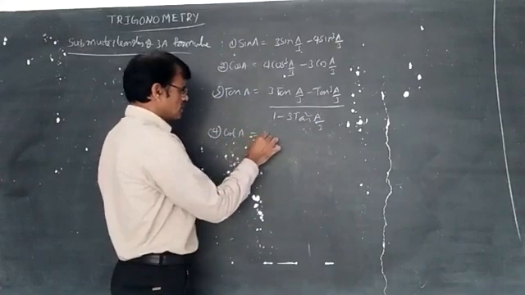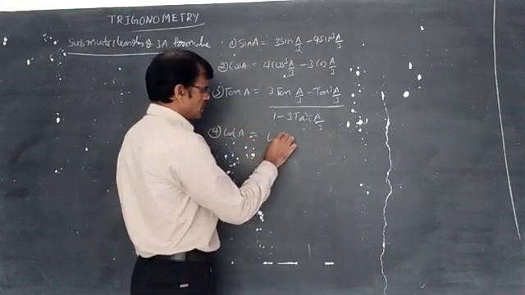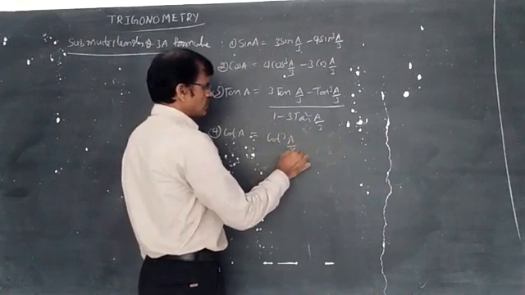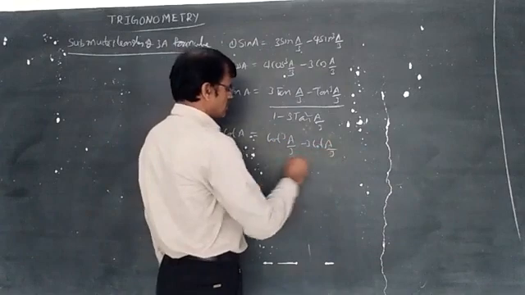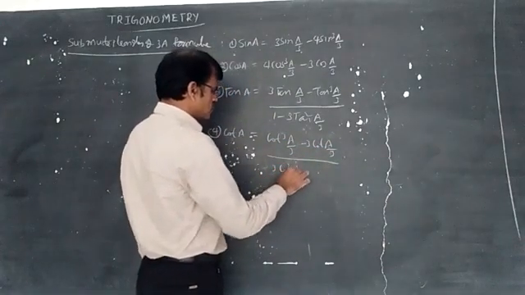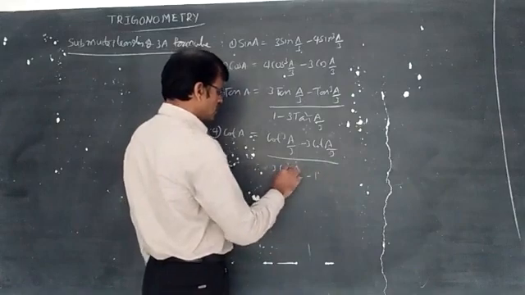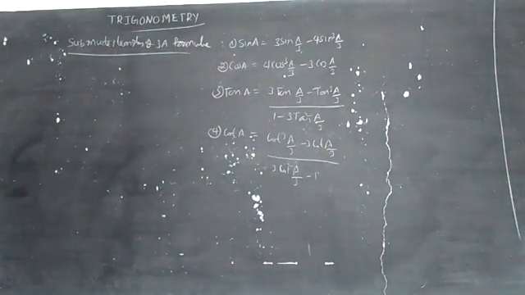Fourth one, cot 3A. So here it is cot A. What we have written, cot cube A, so cot cube A by 3 minus 3 cot A. It is 3 cot A by 3, by 3 cot square A by 3 minus 1. That's all. There is no minus 1 by 3.